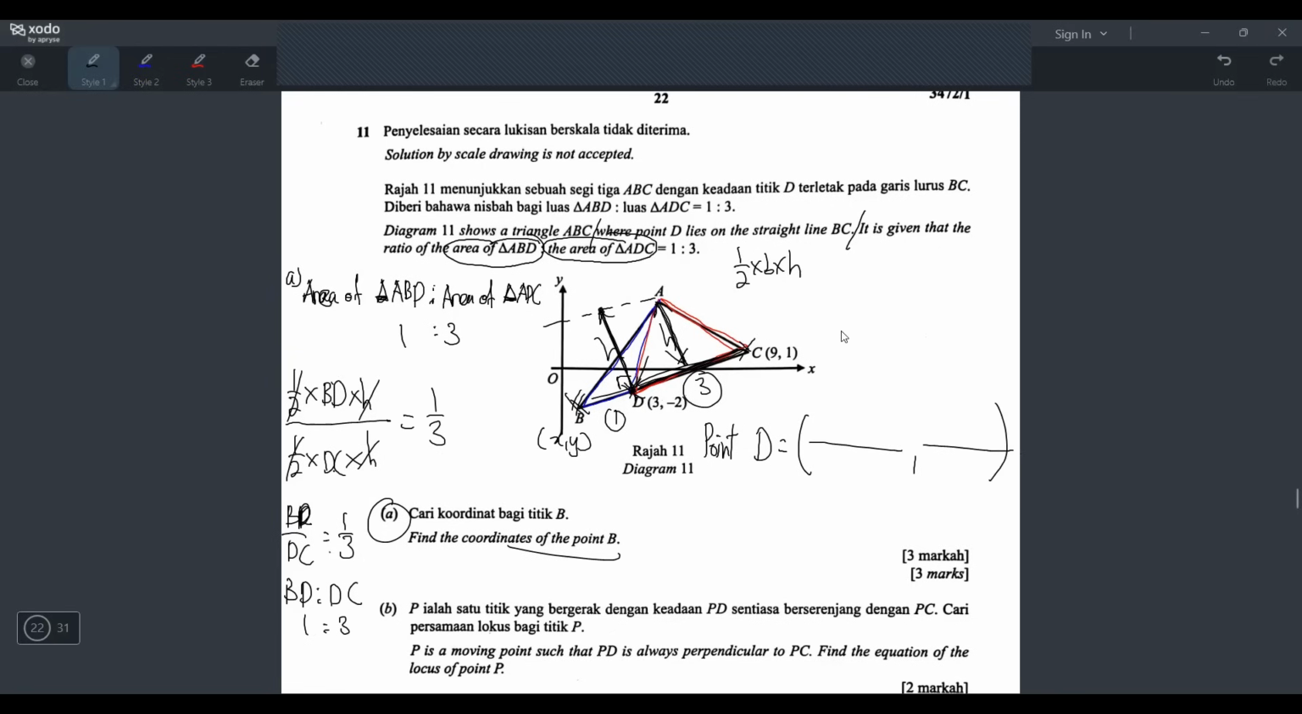It's like the midpoint formula. Okay, and what you have to do is you have to darab silang. Darab silang means you have to take the point yang dekat hujung, and then you have to times with the jauh punya ratio.